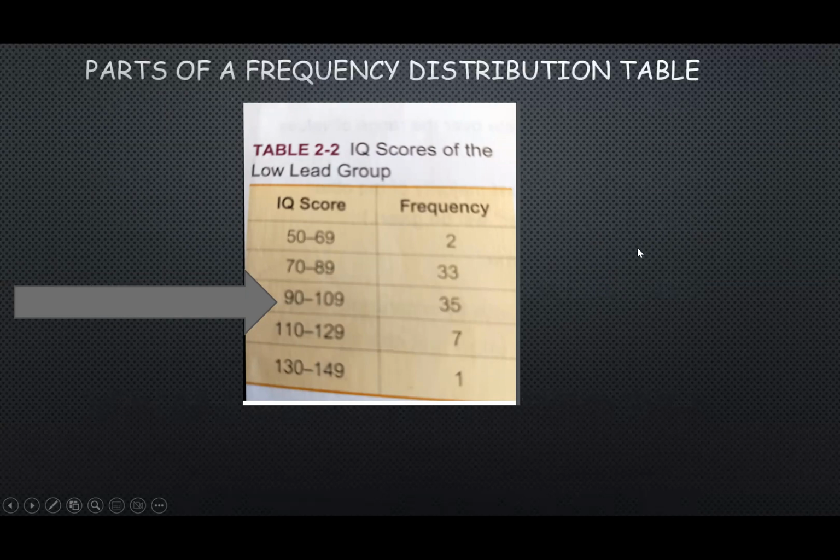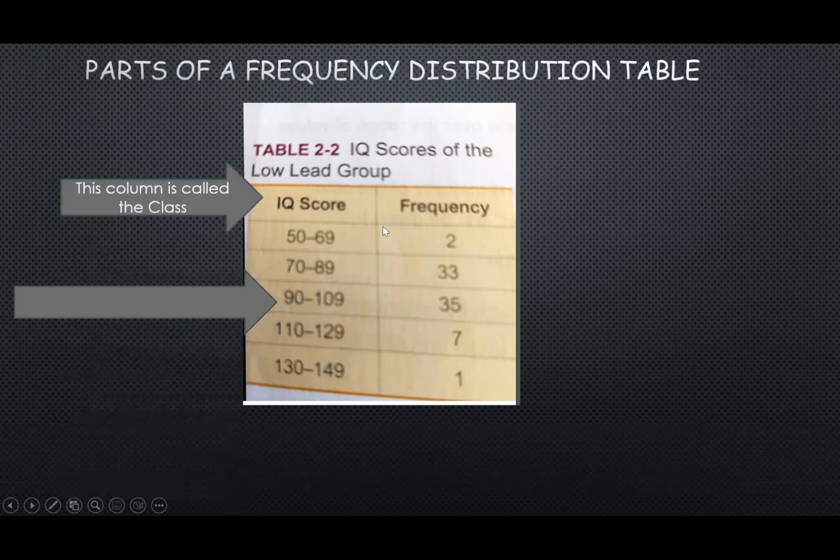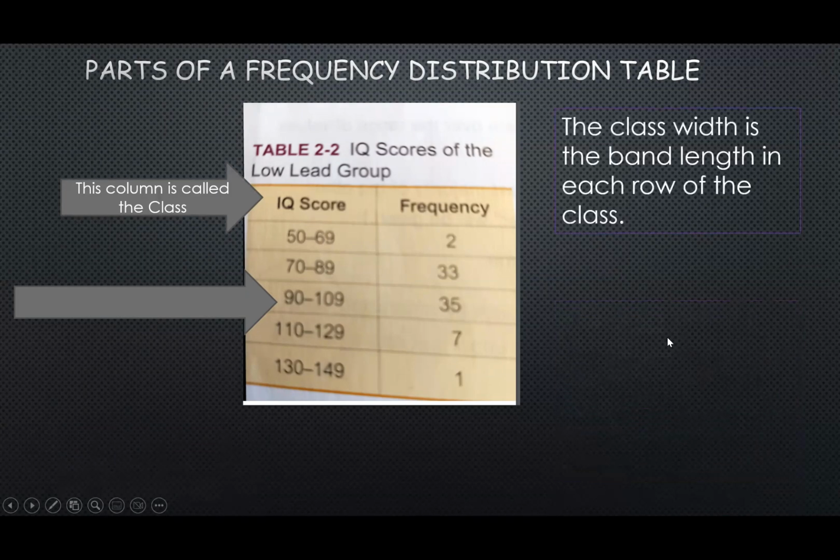So we're going to analyze the parts of this frequency distribution table. All right, this first column is called the class. And in this case, the class is IQ score ranges. The class width is the band length in each row of the class. So when we look from 50 to 69, we probably think that the class width is 19, but it's really not. It's 20 because we would have to count 50. I have another slide on how to calculate the class width.